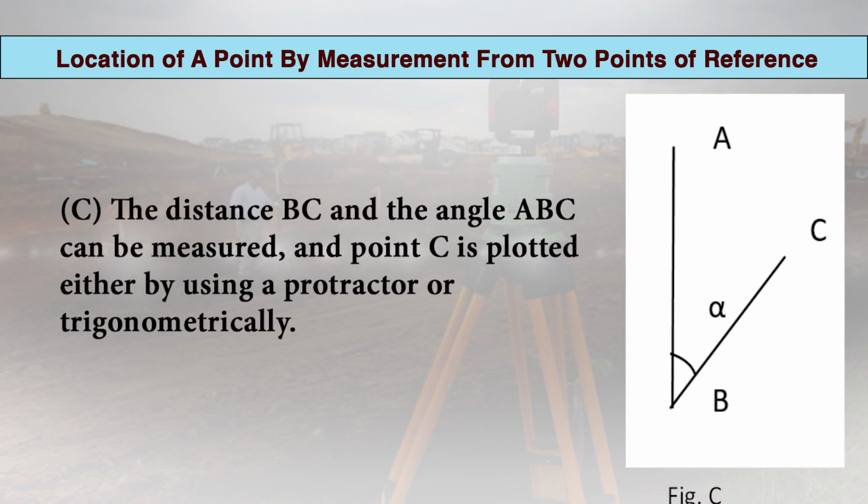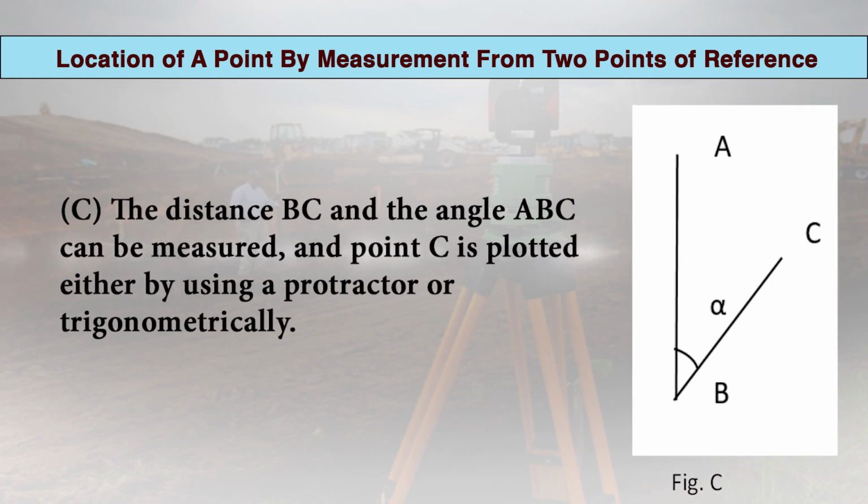The third method is that the distance BC and the angle ABC can be measured. So the point C is plotted either by using a protractor or trigonometrically, as we can see in this figure. This principle is used in traversing.